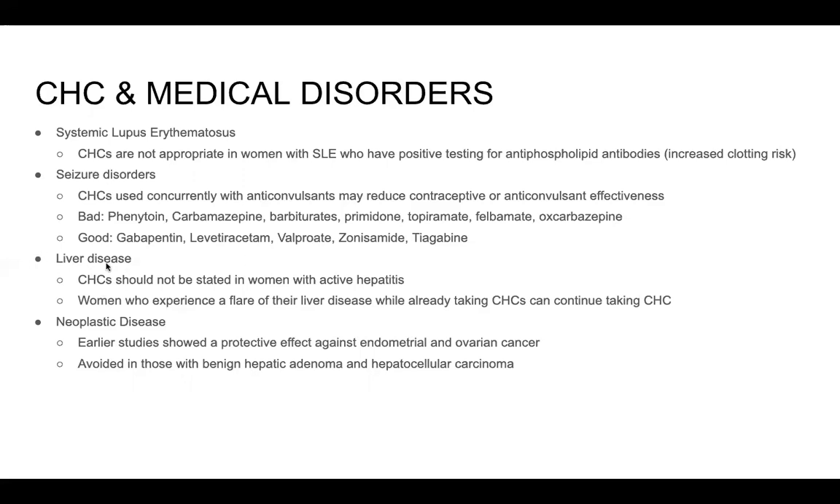So then you have liver disease. It should not be used in women with acute hepatitis, and women who experience a flare-up of their liver disease while taking their combined hormonal contraceptive can continue taking it. And then you have neoplastic disease, where you have protective effects against endometrial and ovarian cancer, but you should avoid it in liver cancer, essentially.